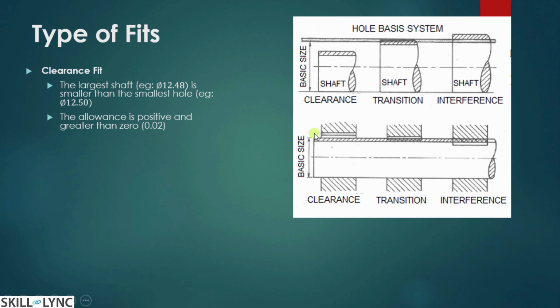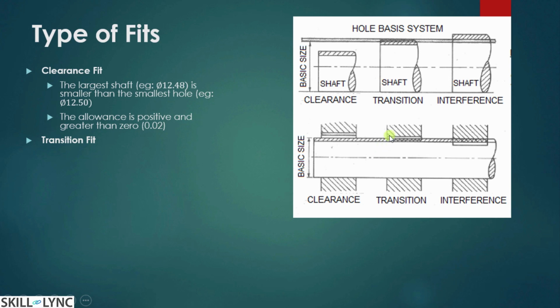In your shaft basis system, again, if you are fixing the shaft as the base, the largest shaft is going to be smaller than the smallest hole, and hence the allowance is going to be possible. The terminology is the same, but based on your references, the references of the shaft dia and the hole dia are going to change. So you either stick to the hole basis system or the shaft basis system when you design a component. So next is your transition fit.